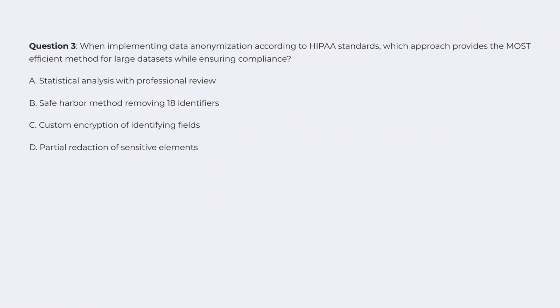Question 3. When implementing data anonymization according to HIPAA standards, which approach provides the most efficient method for large datasets while ensuring compliance? A. Statistical analysis with professional review. B. Safe harbor method removing 18 identifiers. C. Custom encryption of identifying fields. D. Partial redaction of sensitive elements.